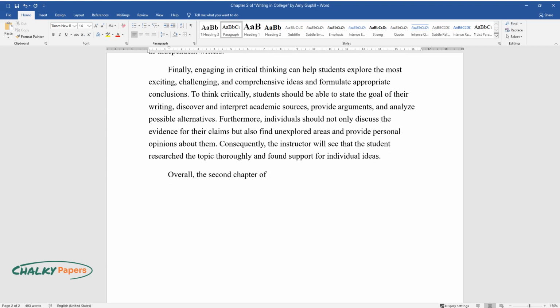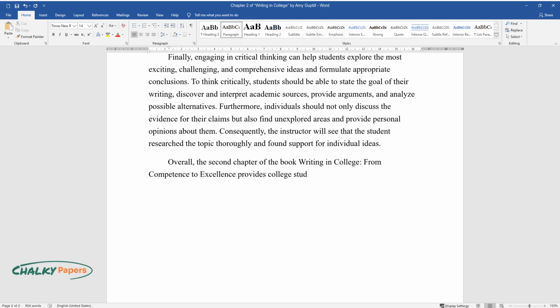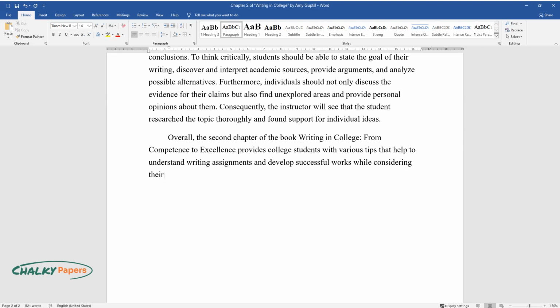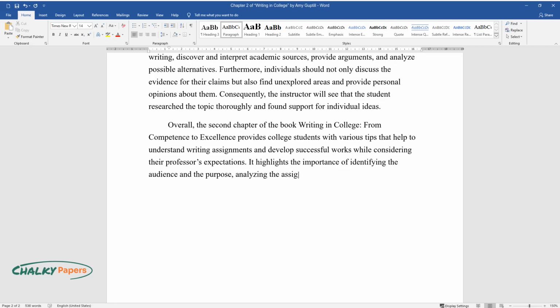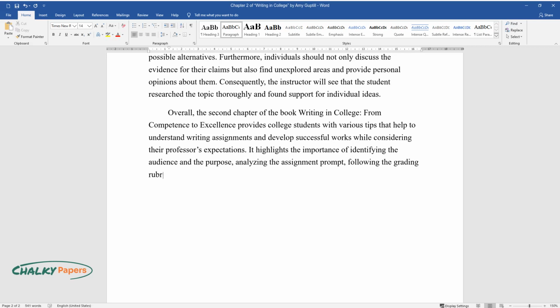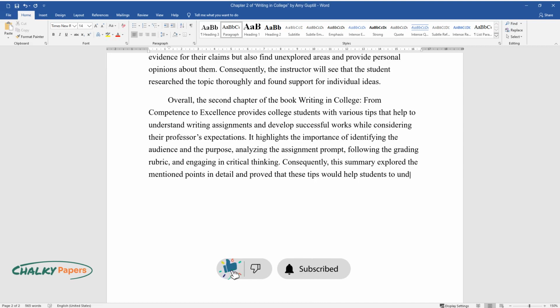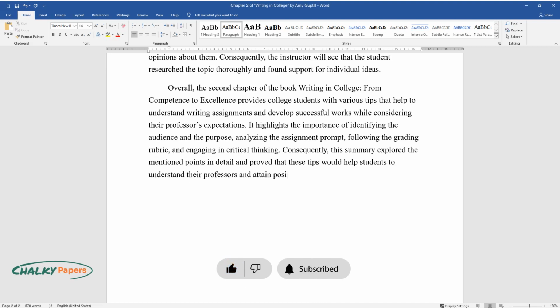Overall, the second chapter of the book Writing in College, From Competence to Excellence provides college students with various tips that help to understand writing assignments and develop successful works while considering their professor's expectations. It highlights the importance of identifying the audience and the purpose, analyzing the assignment prompt, following the grading rubric, and engaging in critical thinking. Consequently, this summary explored the mentioned points in detail and proved that these tips would help students to understand their professors and attain positive results.